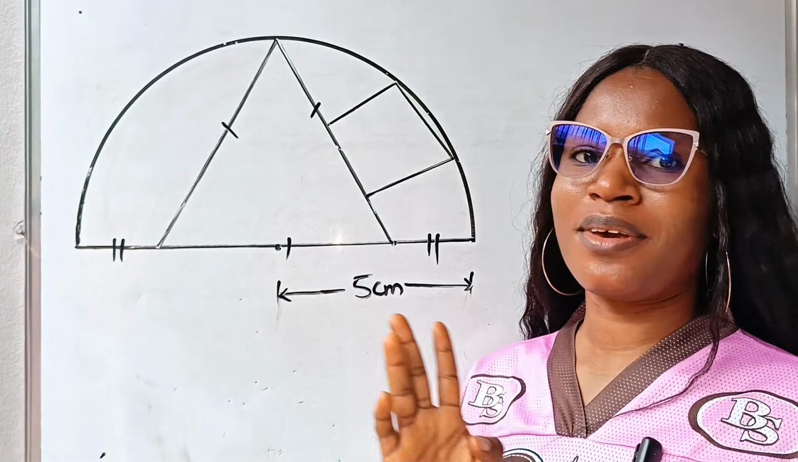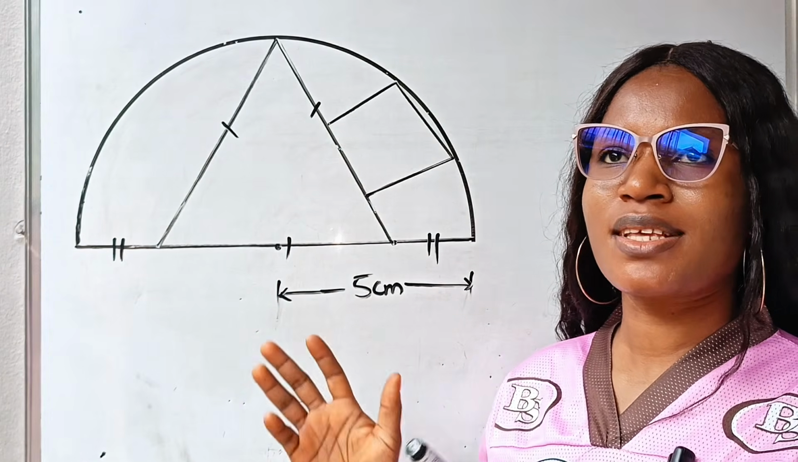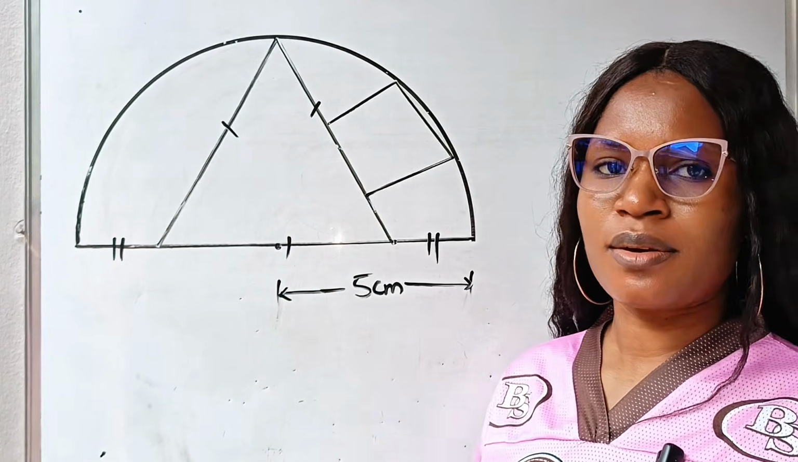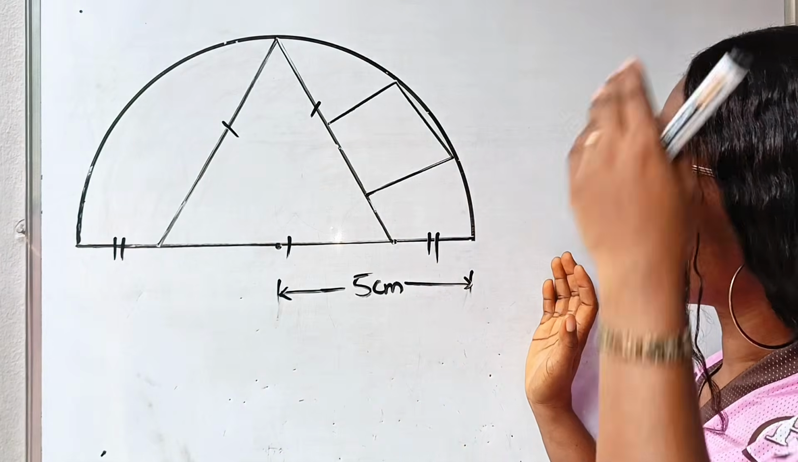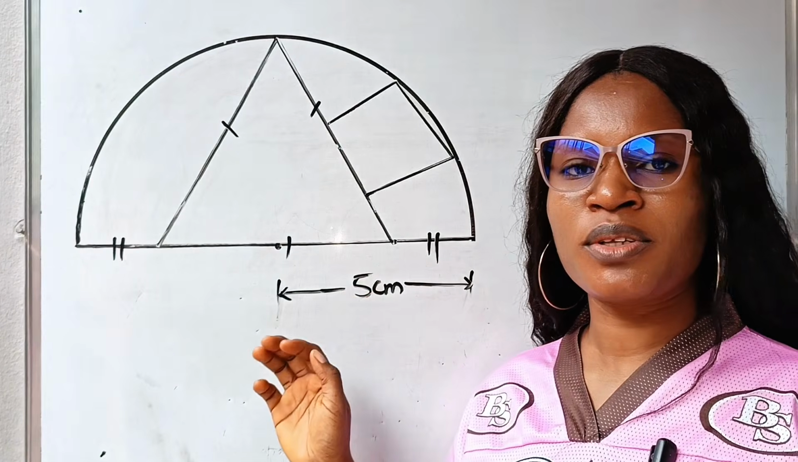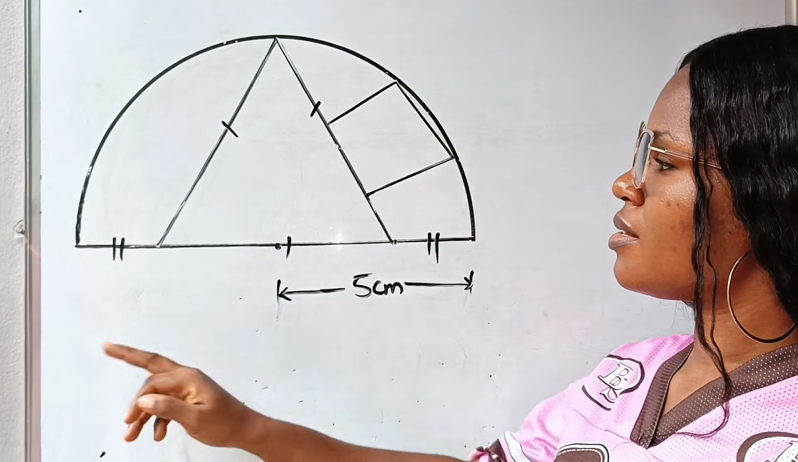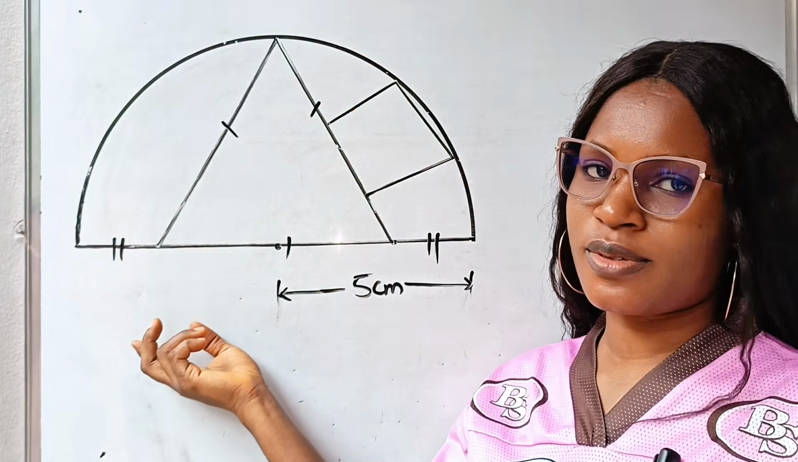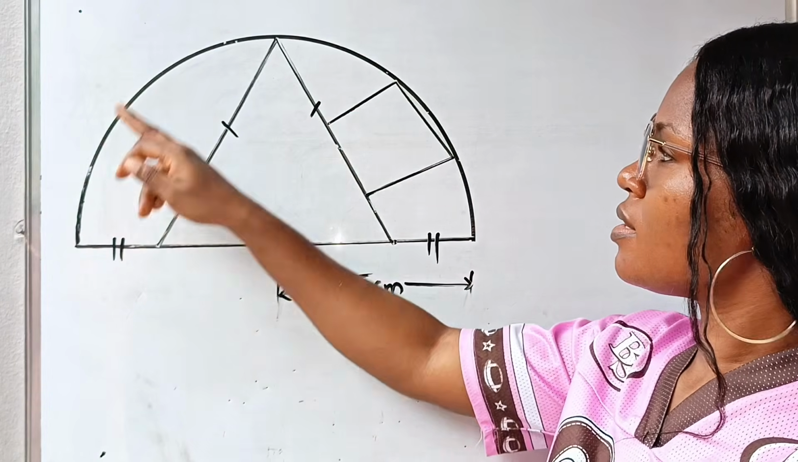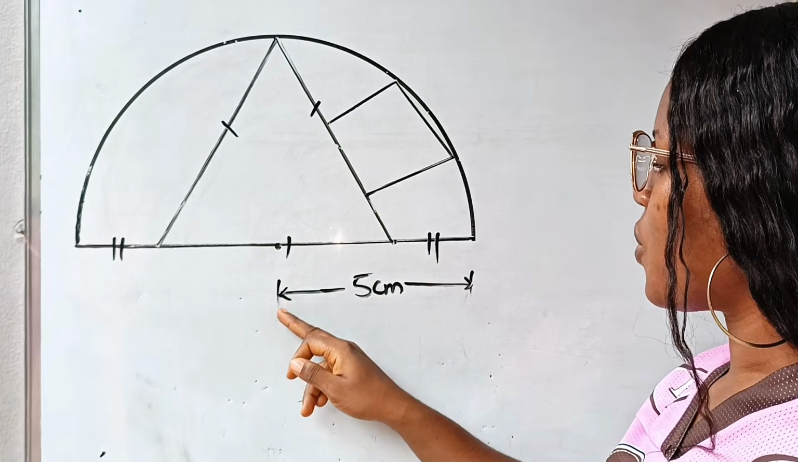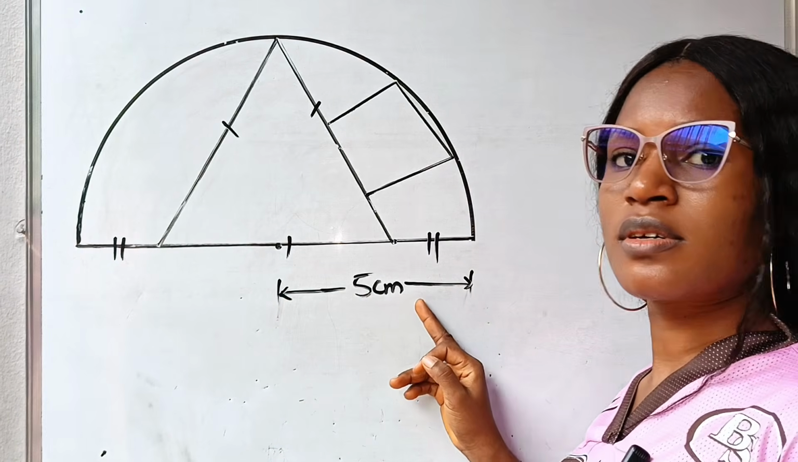This seems to be impossible to solve, but I'm going to take you step by step through this. Welcome back to my channel. In this wonderful geometry question, we are given a semicircle. Please, this is not drawn to scale, okay? We are given a semicircle with radius 5 centimeters.